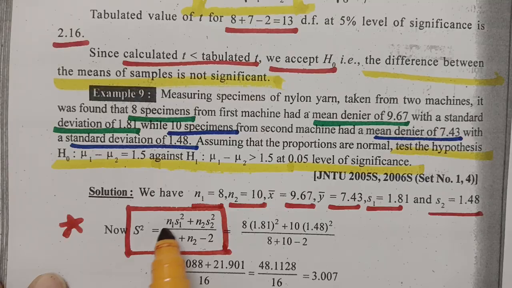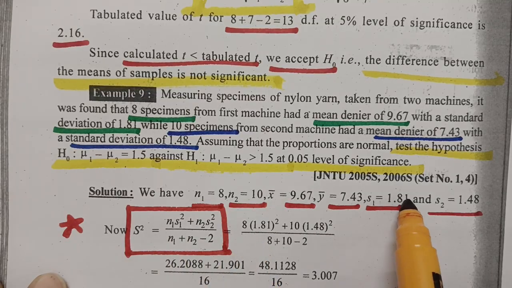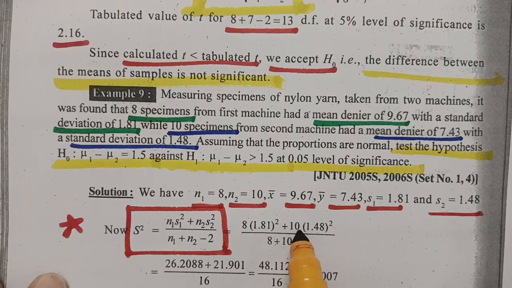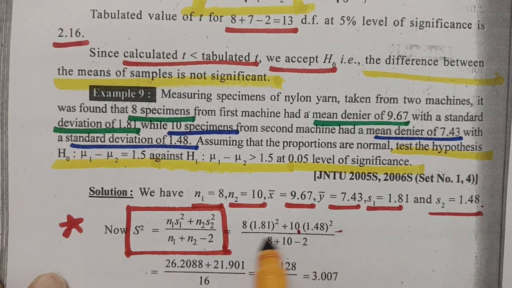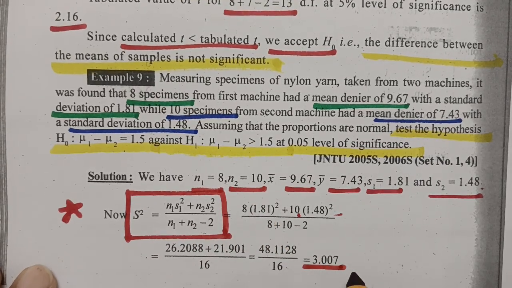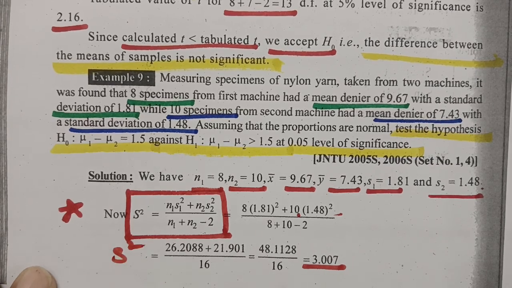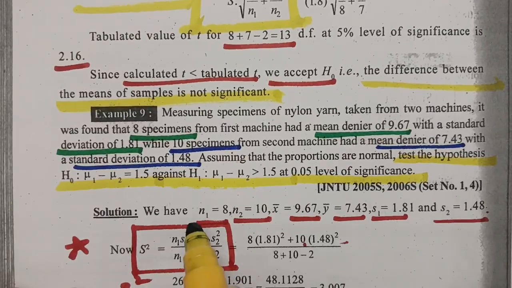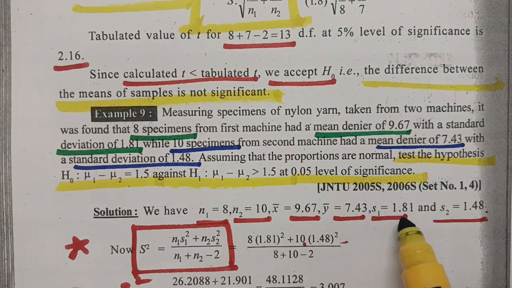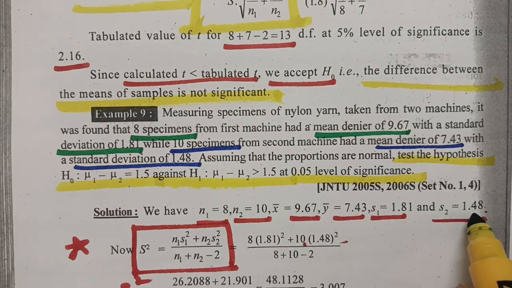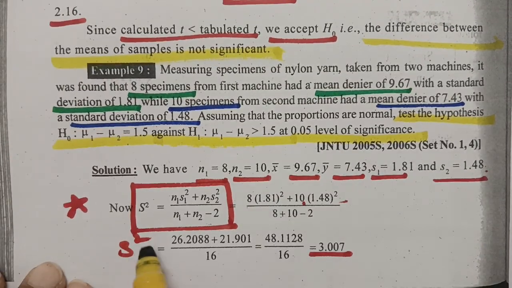So if I substitute, what is N1 here? 8. What is S1? 1.81 whole square. What is N2? 10. So this is 10 into 1.48 whole square by N1 plus N2, that is 8 plus 10 minus 2. The value here is 3.007. So this is nothing but S square. So here N1 is 8, N2 is 10, X bar is equal to 9.67, Y bar is equal to 7.43, S1 is equal to 1.81, S2 is equal to 1.48. Clear? And here the variance is 3.007. For standard deviation we have to take the square root.